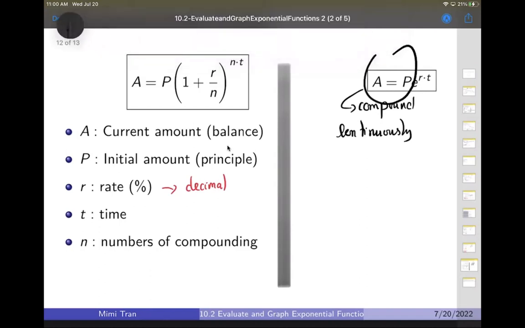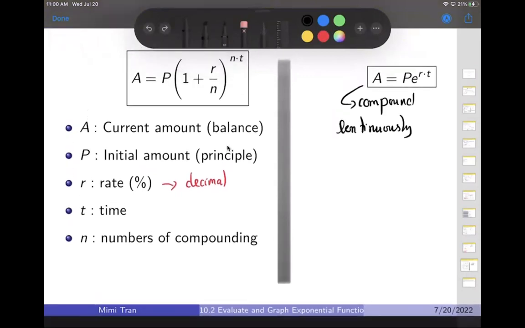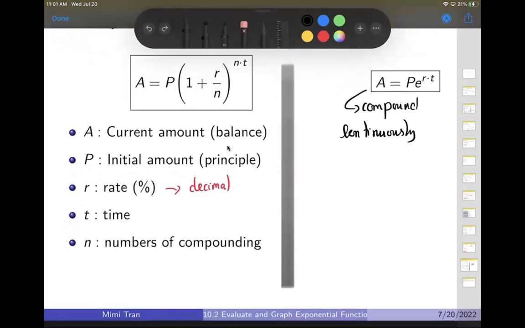Okay, so let's take a look at one of the application problems. Now, for compound continuously it's the same thing. We have A, it has P, it has E, it has R, it has T. E is your transcendental number. Remember, E is 2.71828, right?